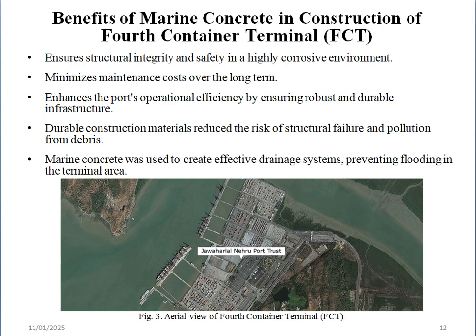Ensures structural integrity and safety in a highly corrosive environment, minimizes maintenance costs over the long term, enhances the port's operational efficiency by ensuring robust and durable infrastructure. Durable construction materials reduce the risk of structural failure and pollution from debris. Marine concrete was used to create effective drainage system preventing flood in the terminal area.